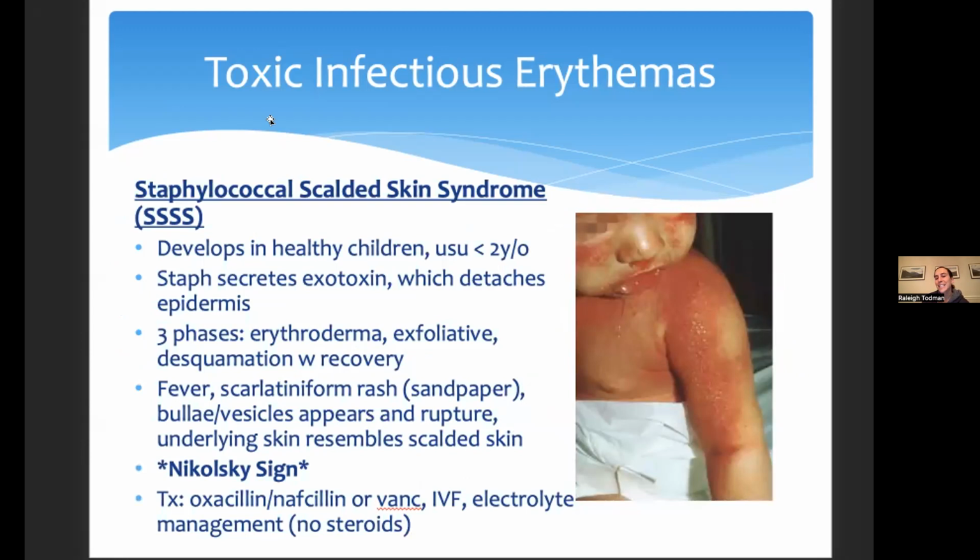Staph scalded skin syndrome, which is another thing I have not seen personally. Usually occurs in children under 2. This is a staph infection that secretes an exotoxin which detaches the epidermis, which is horrifying. There are 3 phases. Again, there's erythroderma, then there's an exfoliative phase and a desquamation with recovery. There's fever, there's another scarlatiniform rash, which is again that rough sandpaper rash. You can have bullae and vesicles that appear and rupture.